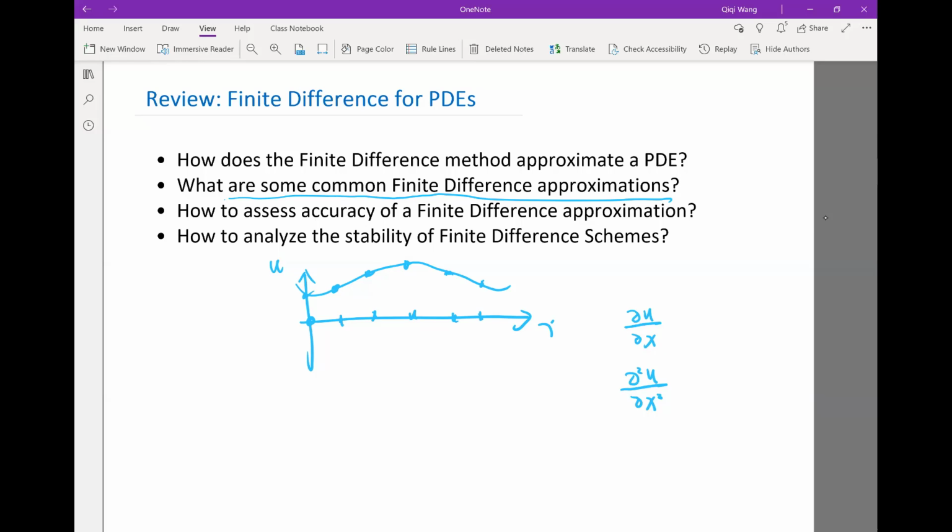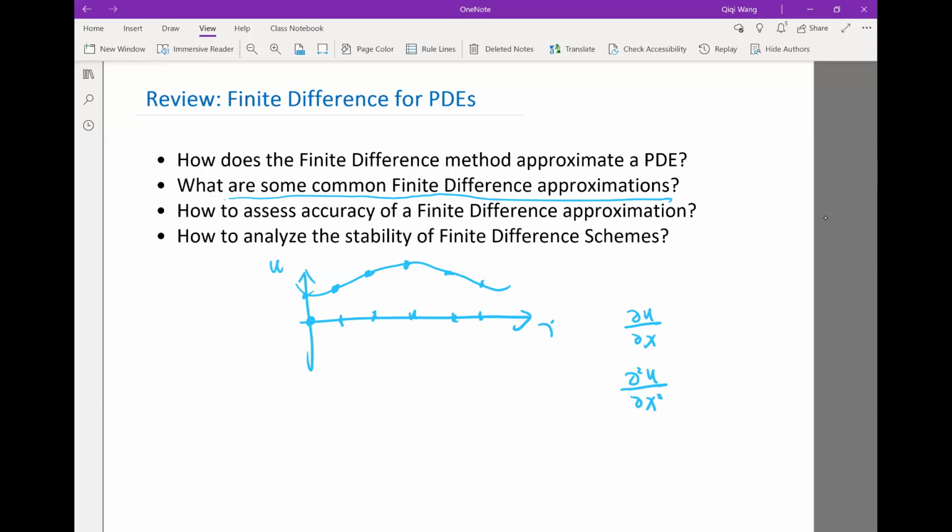Lastly, how to analyze the stability of finite difference schemes. We learned two methods, right? One method is to use a matrix stability analysis. That is to write the finite difference scheme approximation into a matrix equation, right? So after you discretize it, the PDE becomes a system of ODEs, and the system of ODEs can be written in a matrix form. The eigenvalue of the matrix gives you the stability of the finite difference scheme.